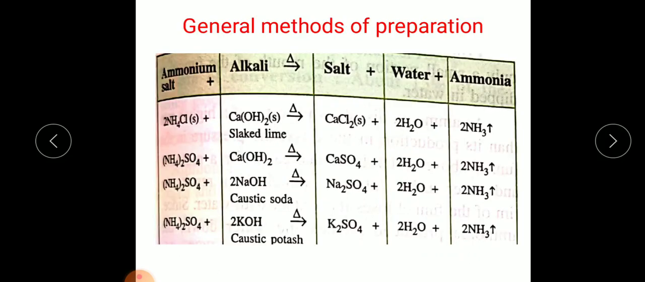Now general methods of preparation, how we can prepare ammonia. The general method is, when an ammonium salt is treated with an alkali, that is a base which is soluble in water, it forms salt, water and ammonia. For example, take ammonium chloride and the alkali calcium hydroxide. It forms a salt, calcium chloride, water and ammonia. Similarly, you can understand with the other ammonium salts.